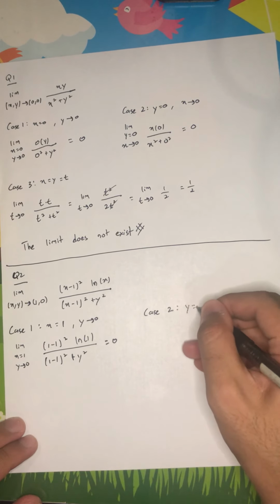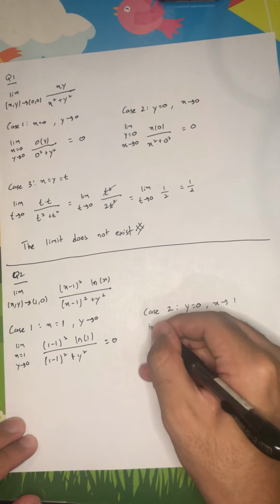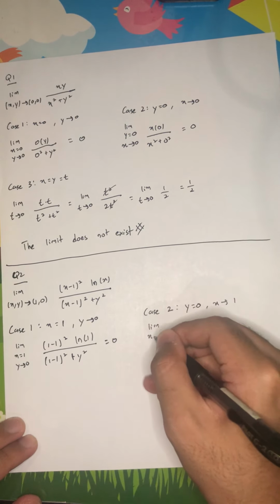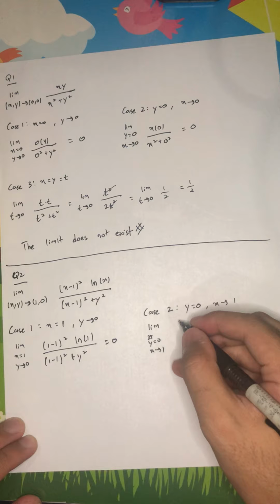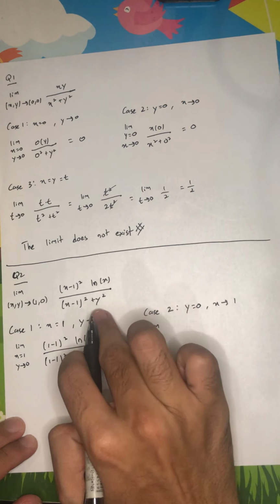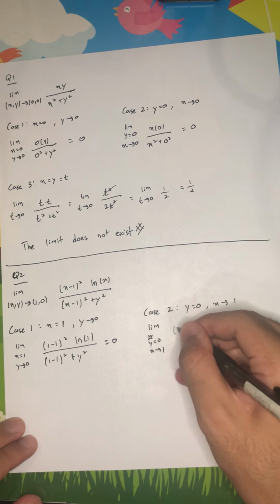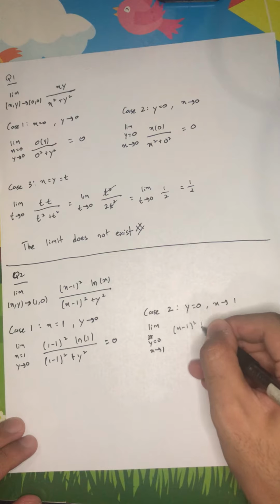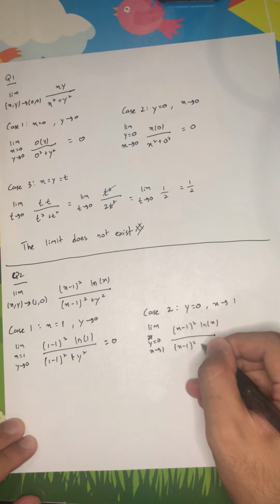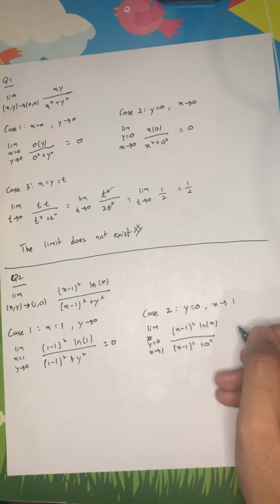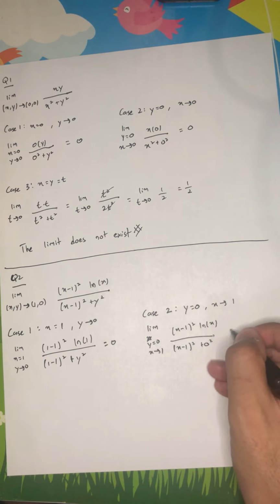Y equal to 0 and x approaching 1. Sorry, y equal to 0, x approaching 1. So we replace all y, only one y here, with 0. Okay, and this will as well give you 0.